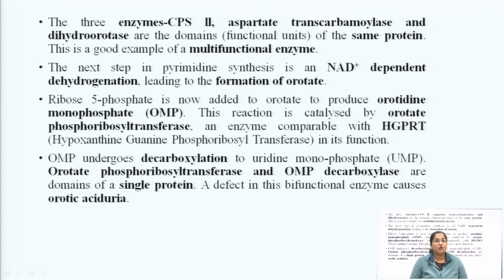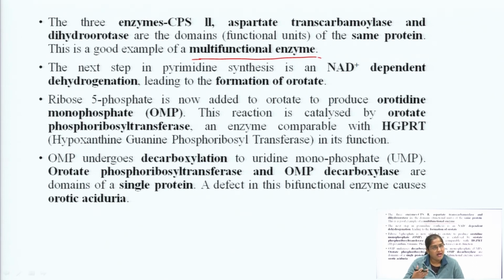These are the domains, that means the functional units of a single protein. This type of protein is called a multifunctional enzyme. That means a single protein has domains, functional units, for three different enzymes: CPS2, aspartate transcarbamylase and dihydroorotase. This type of enzyme is called a multifunctional enzyme. In the next step, the pyrimidine synthesis requires NAD positive, which is again an energy molecule.